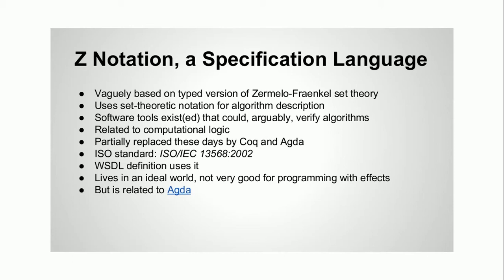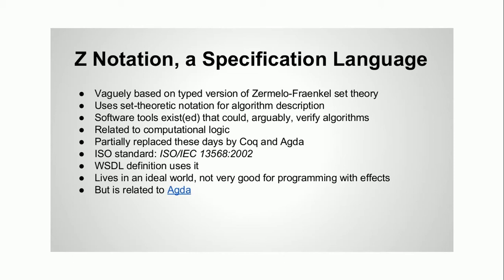Z notation is a specification language based on Zermelo-Fraenkel set theory. It uses set-theoretical notation for algorithm description. Software tools exist that can verify algorithms related to the computation logic. It lives in an ideal world, not very good for programming with side effects.